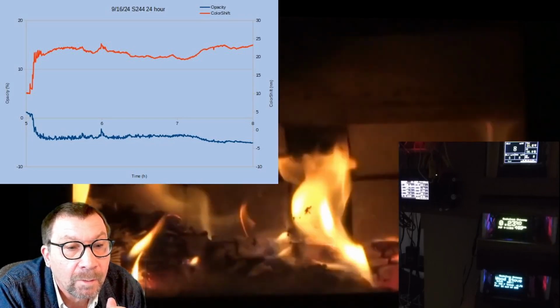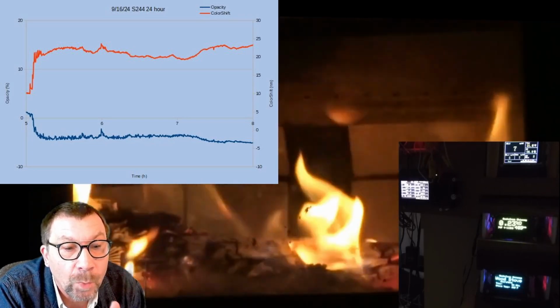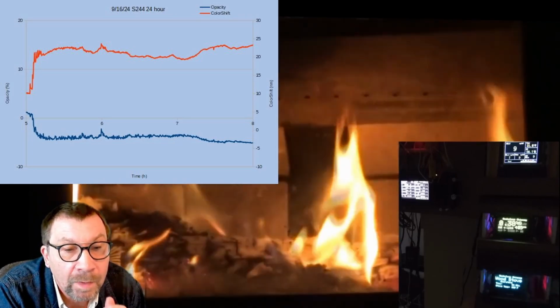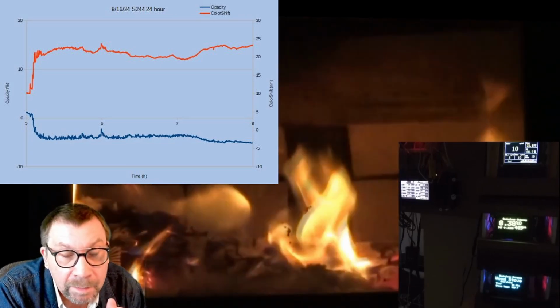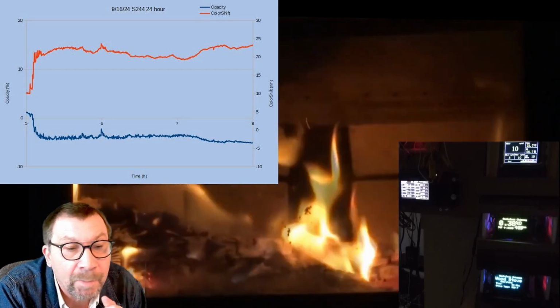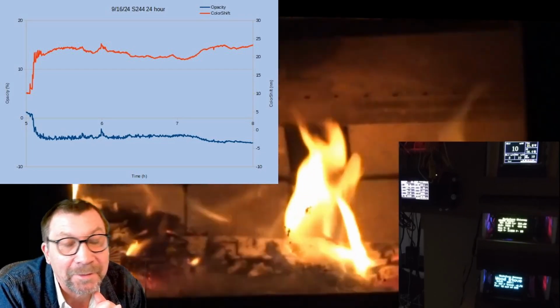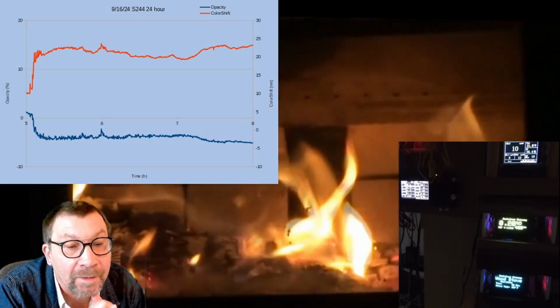And wow, look at that. 20 nanometers of color shift. What's going on there? What could it be? I'd like to hypothesize, but I've got greater minds working on it than I do. When I show them this data, they're perplexed as well.